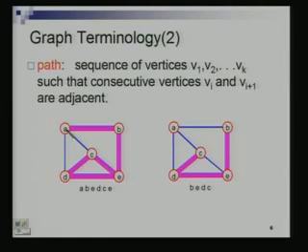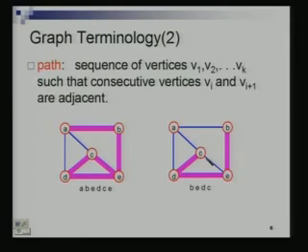So, A, B, E, D, C, E is a path. Why is this a path? Because there is an edge between A and B, between B and E, between E and D, and between D and C and E. So, this is a path. Similarly, B, E, D, C is a path, because there is an edge between B and E, between D and E, and between D and C.